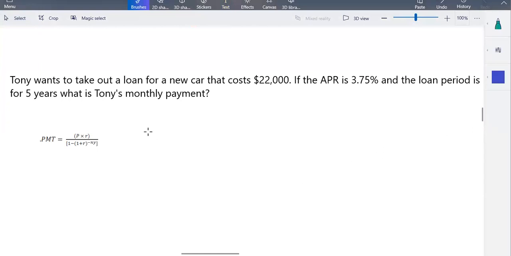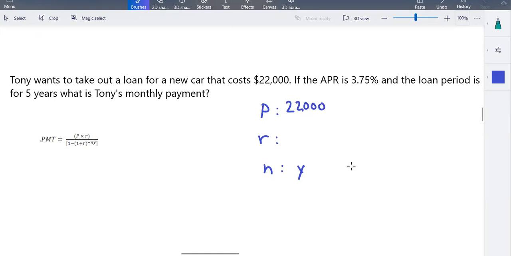So I like to go ahead and identify each different variable. We know PMT stands for the payment amount, which is what we're finding. So I don't have that, but I should have the rest. I should have the P, the R, the N, and the Y. Those are all the variables in here. So let's go ahead and find them. P stands for the principal, or in this case, the loan amount. So Tony's loan amount is $22,000.